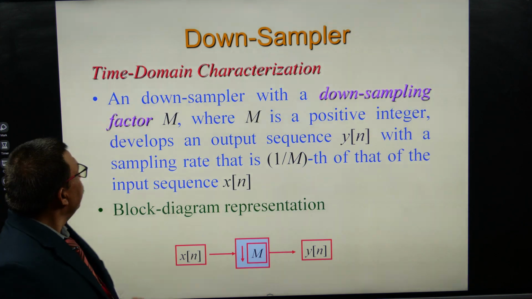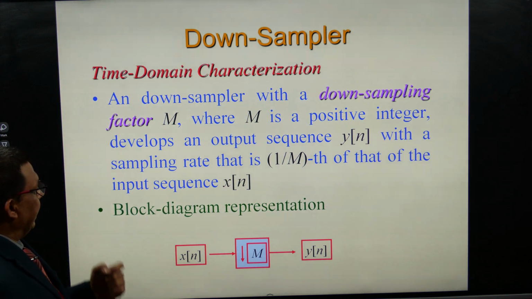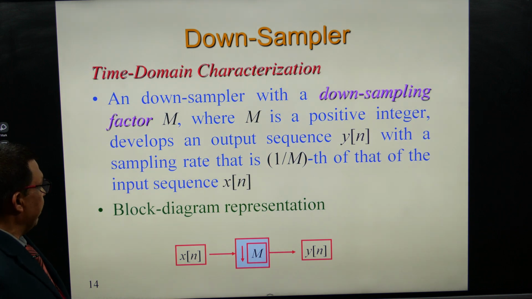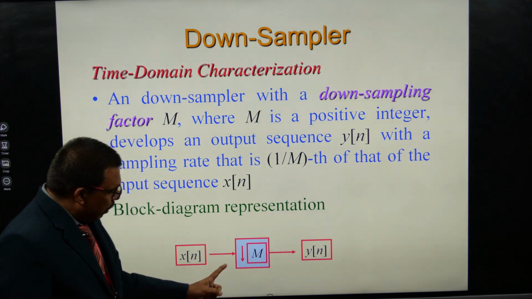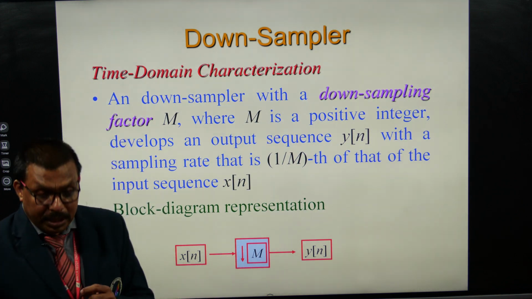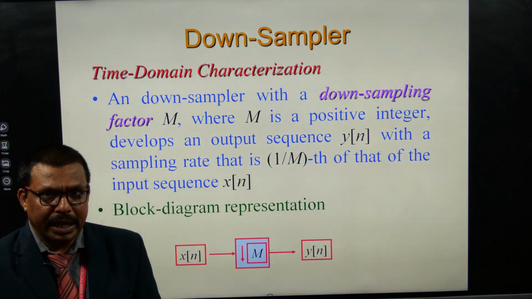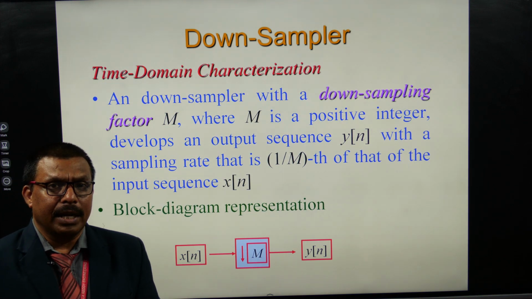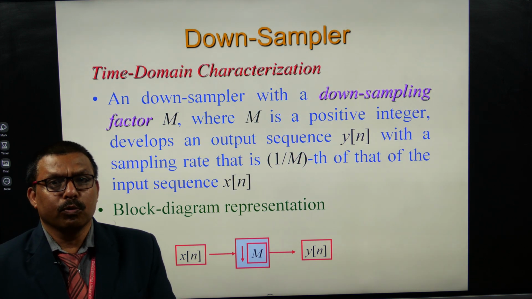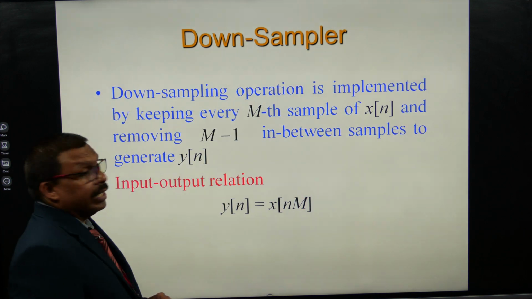Next one is the downsampler. A downsampler with a downsampling factor M, where M is a positive integer, develops an output sequence y of n with a sampling rate that is 1 by Mth of that of the input sequence x of n. In the block diagram, the down arrow indicates that this is the decimation downsampler, M times. For example, if M is equal to 2, every second sample is considered. If M is equal to 3, every third sample is considered. Only that integer-numbered sample is kept, and all the remaining ones are deleted from the list.